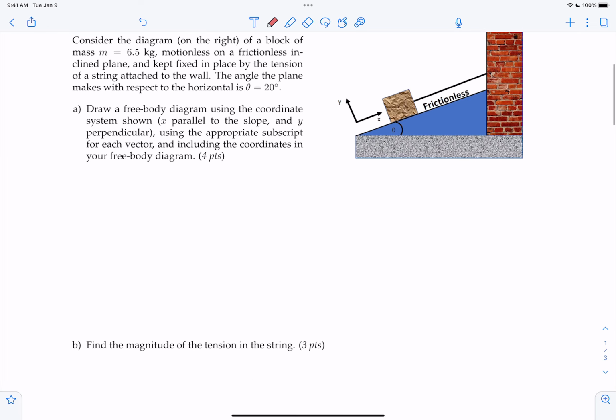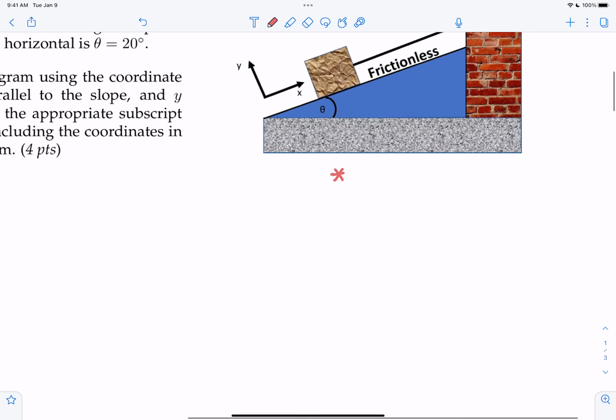So first things first, right? Since they've indicated that x is parallel to the slope, and y is perpendicular, forming a right angle with the slope, that inclined plane, that means we have tilted coordinates. So in order to get, assuming that we have our free body diagram correct, those full 4 points, we also have to add this little asterisk here and say, okay, we have tilted coordinates.